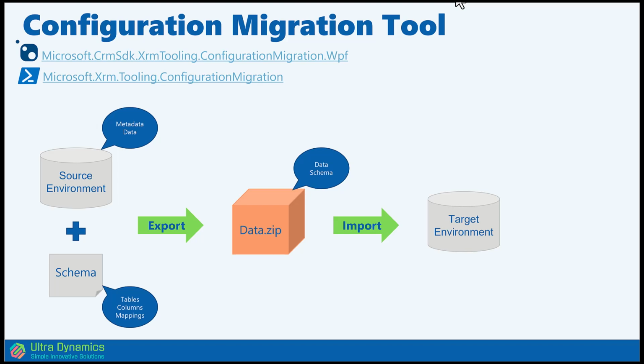If your app relies on reference data, you will want to take a look at the configuration migration tool. This tool allows you to export your data from a source environment and import it into a target environment. You can use the desktop app to create your schema and perform the export and import operations. However, you can also use the PowerShell module to automate the export and import of your data as well.